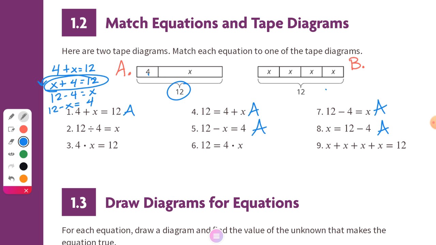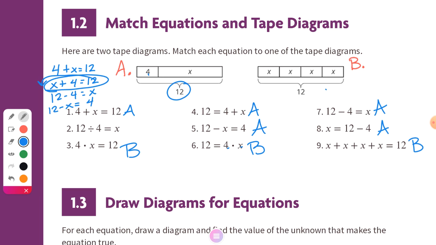x plus x plus x plus x, which is number 9, because they have to equal 12. But we know repeated addition is easier to write as what kind of problem? Multiplication. And how many x's do I have? I have x four times, and that has to equal 12. This one says I have 4 times x, and that equals 12. Is that the same thing?